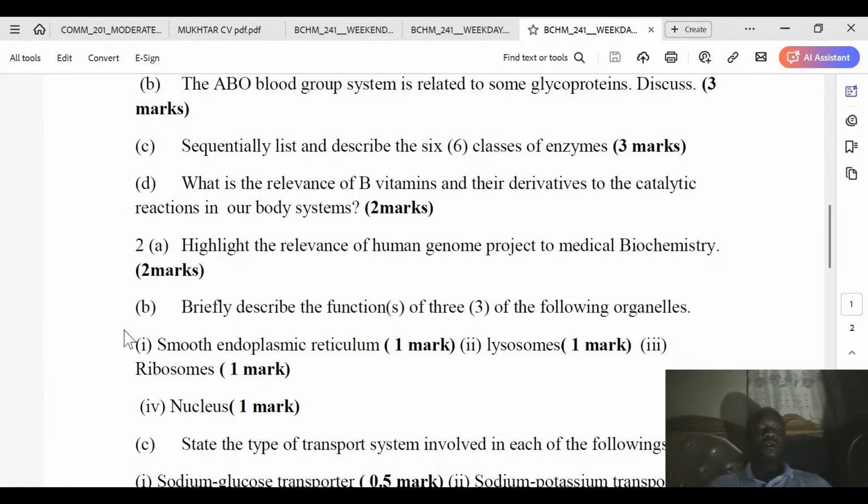So we are now moving to question 2B. Question 2B says briefly describe the functions of three of the following organelles.